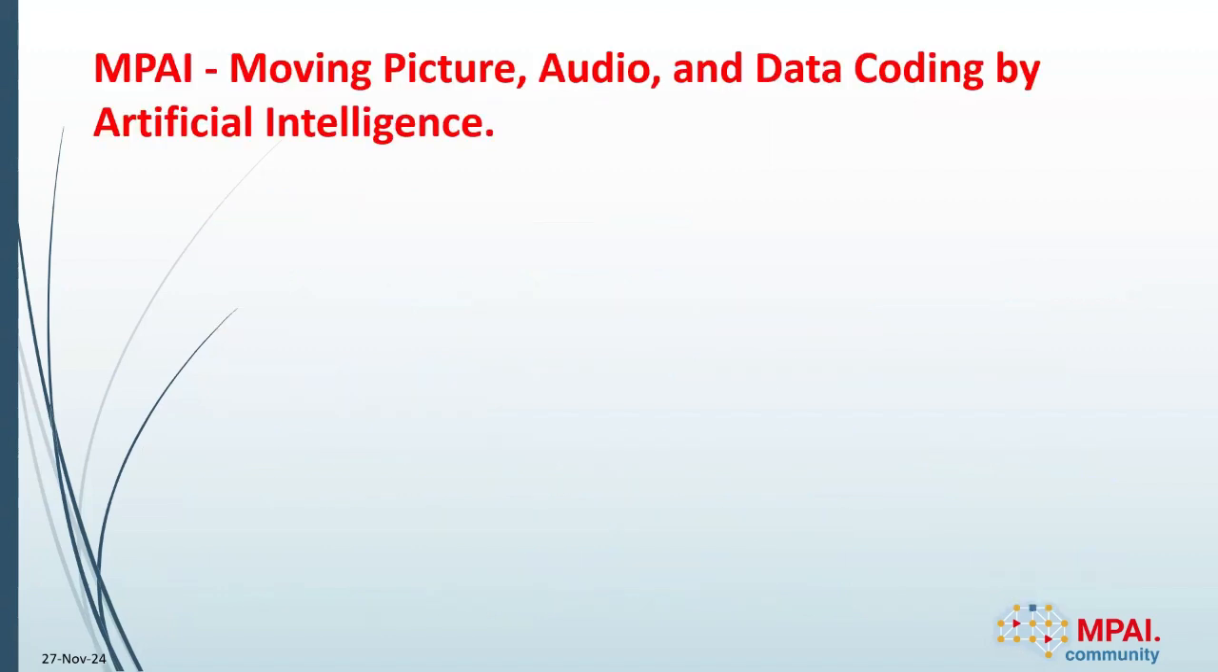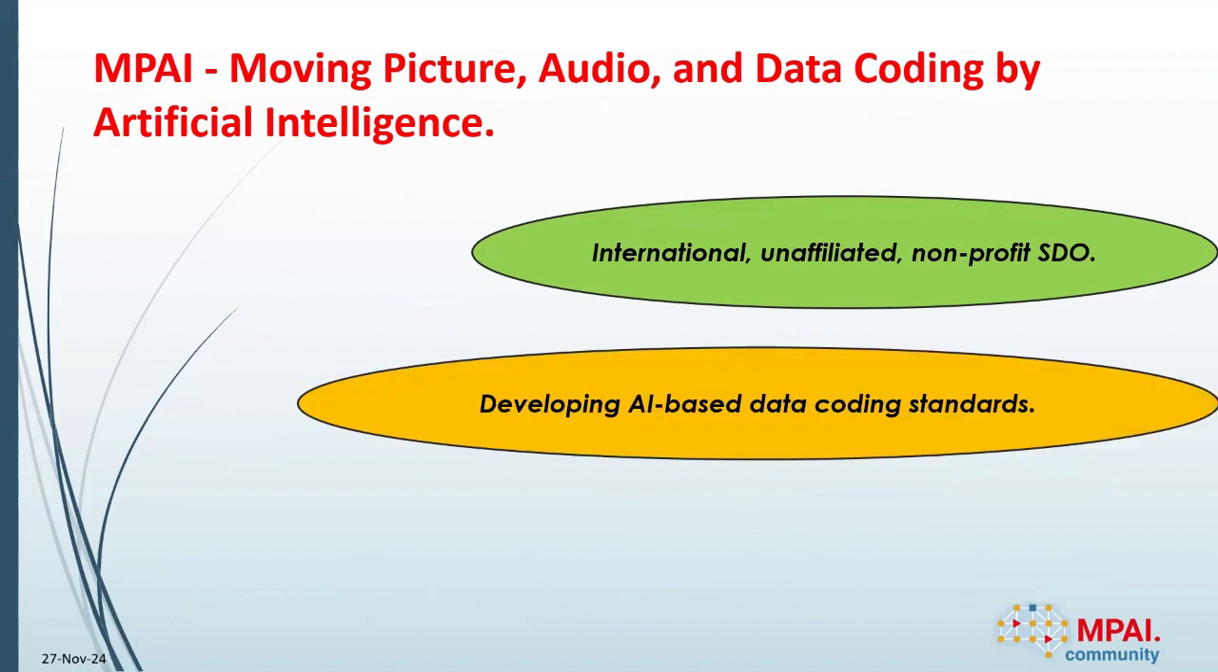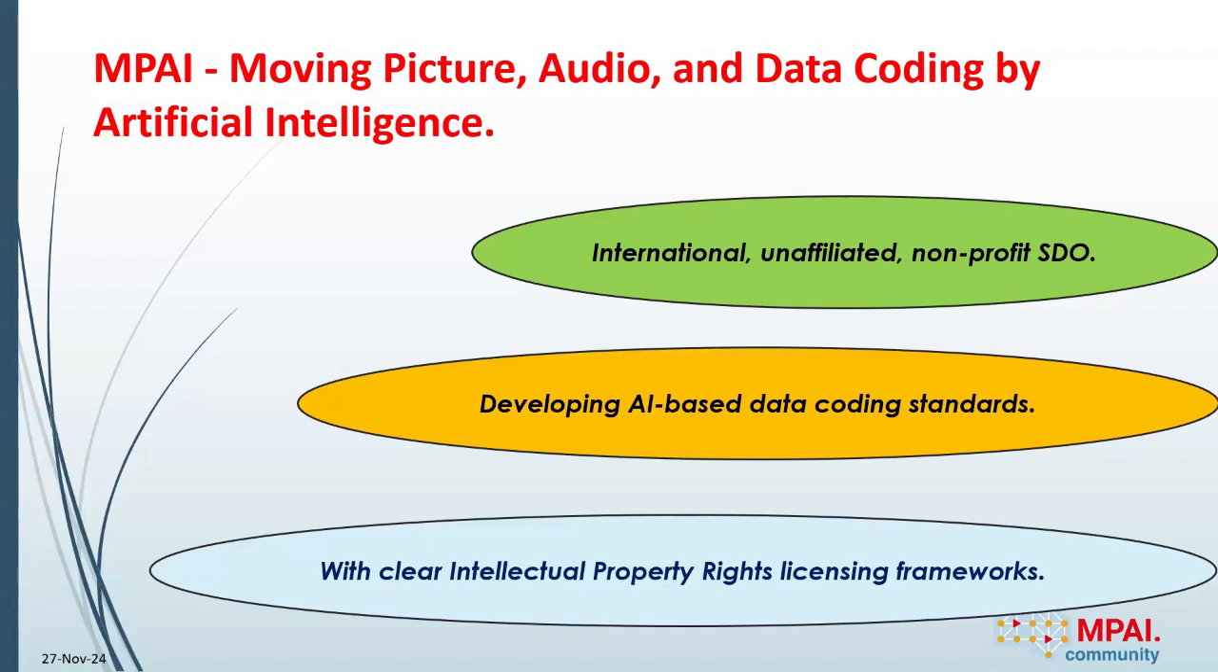So, first of all, two words about MPAI. MPAI stands for Moving Picture, Audio and Data Coding by Artificial Intelligence. It is an international, unaffiliated, non-profit standard development organization. We develop AI-based data coding standards, but we also add clear intellectual property right licensing frameworks.